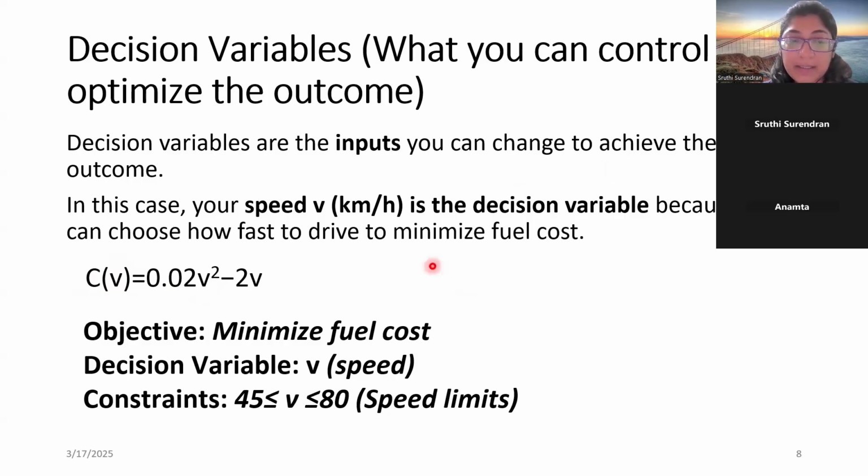So if you look at this problem here that is given by this equation, the cost of the fuel follows an equation 0.02 v square minus 2v, where v is the speed. Then the objective function over here is to minimize the fuel cost, that is, minimize the value of c. Decision variable is the speed v, and constraint is keeping the speed between 60 and 80, not 45 and 80, 60 and 80. So this is what we call a very general optimization problem.